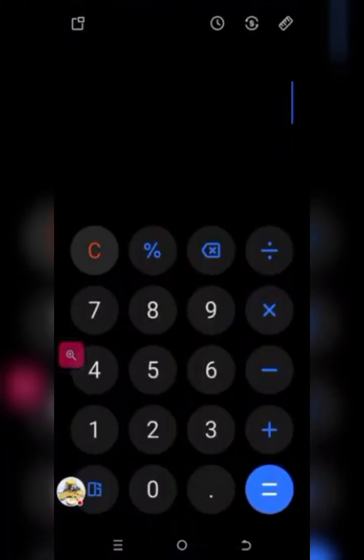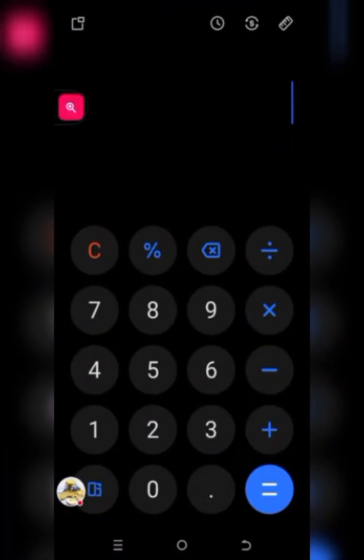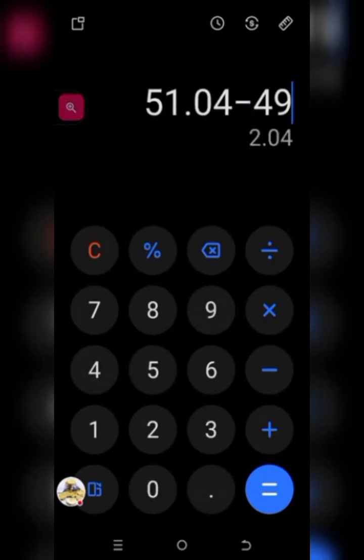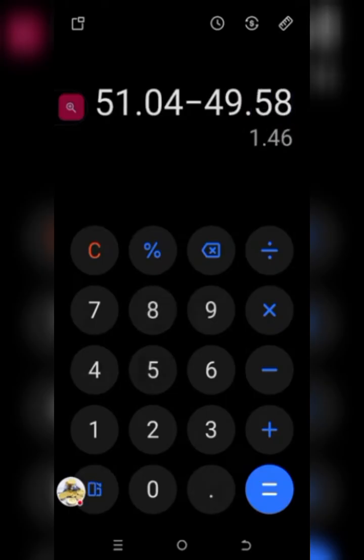All right, so we are just gonna quickly check on this. That is 51.04 minus 49.85. That's $1.46. Wow, this is beautiful, guys. $1.46 is what we just made on our Ray trade.